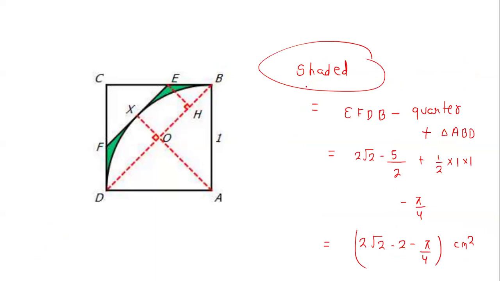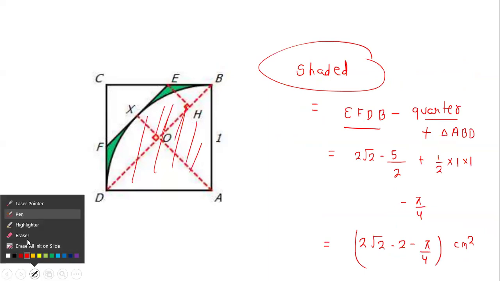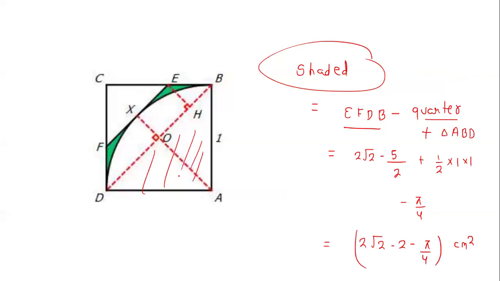So now we can calculate the shaded green area. You can see that this is this trapezoid area, and if you subtract the quarter circle, which is this whole area, and then you are just adding this triangle area. So effectively this is subtracting only this area. So if you subtract the quarter circle and add the triangle ABD area, then you can easily find the shaded area.